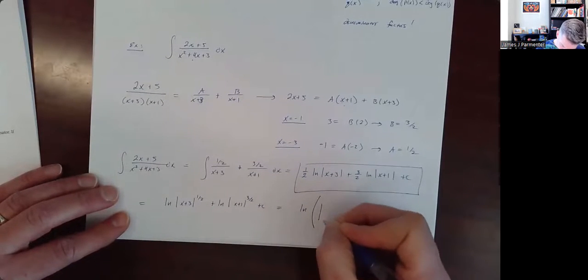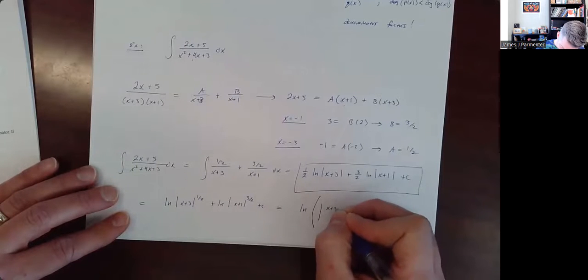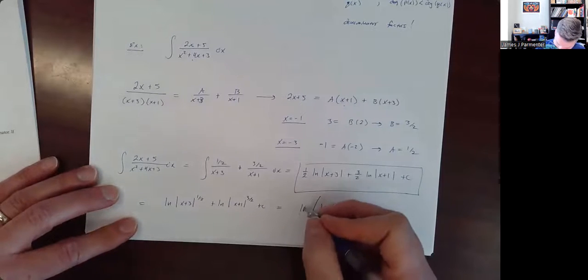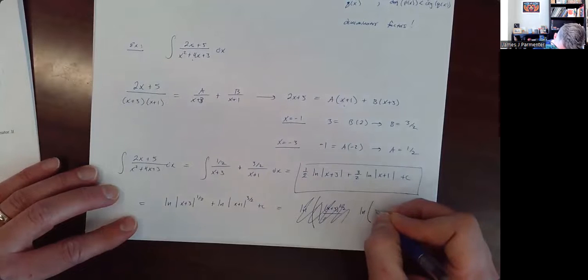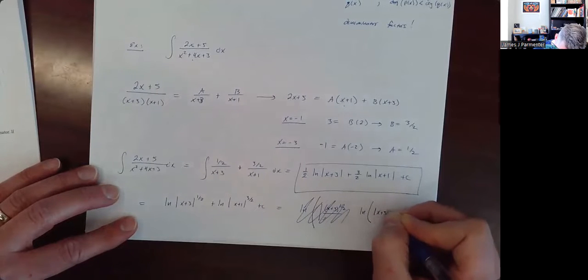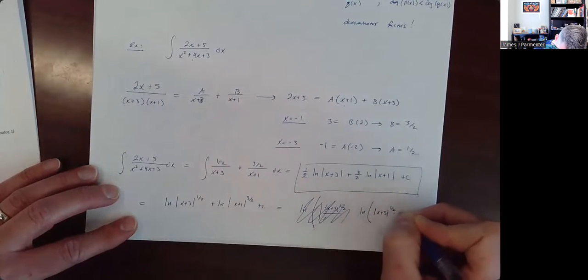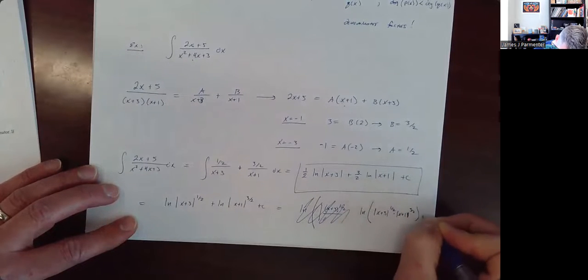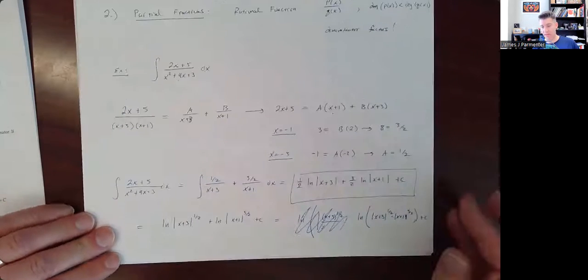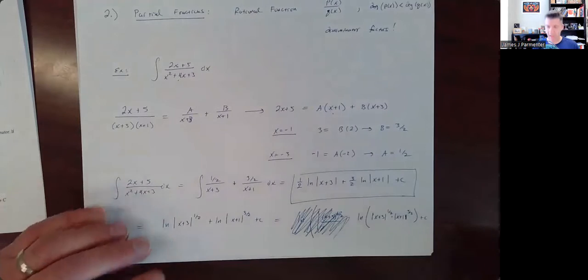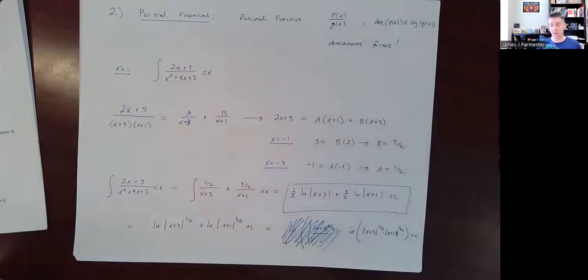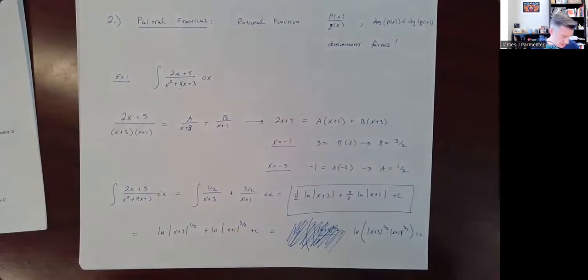the absolute value of x plus 3 to the 1/2 times, apologies, natural log of x plus 3 to the 1/2 times x plus 1 to the 3/2. I wouldn't normally do that or even think about it, but sometimes textbooks will write weird answers like that. So just be on the lookout for specifically simplifying things with logarithms. Sometimes textbooks do weird things.